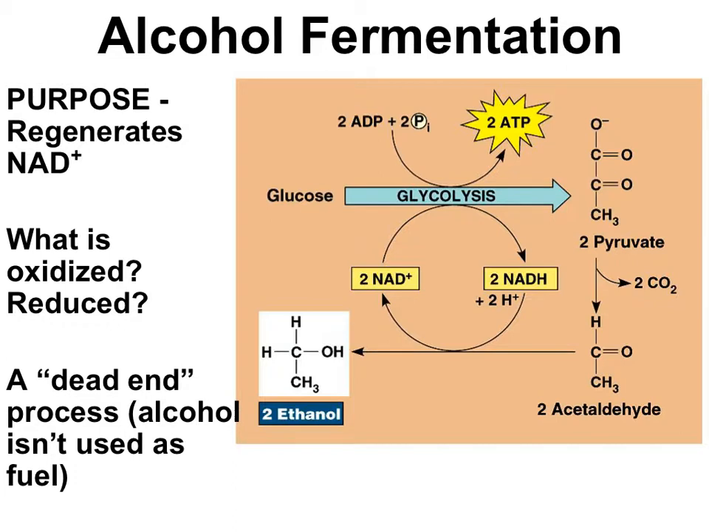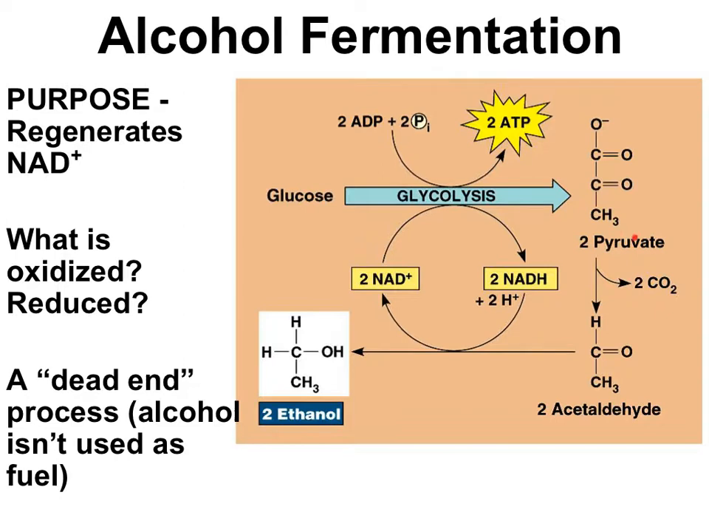Let's take a closer look at alcohol fermentation. The purpose of these chemical reactions is to regenerate NAD so that glycolysis can keep going. This diagram has glycolysis on top. Glycolysis makes that ATP but also kicks out the products NADH and pyruvate. And now alcohol fermentation takes over.